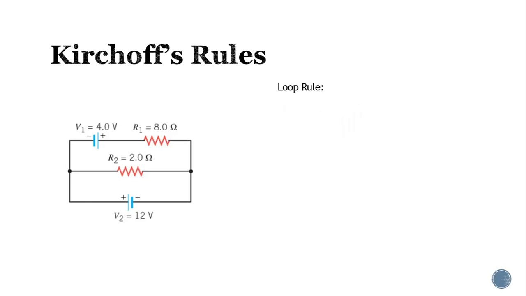The first rule is what's called the loop rule. And what it says is for any closed loop in the circuit, you can add up all of the drops in voltage. It has to equal all the gains in voltage. The loop rule is essentially a statement of conservation of energy. That if you have a place where energy is gained by charged particles in a circuit, that energy must be lost somewhere else in that closed loop.